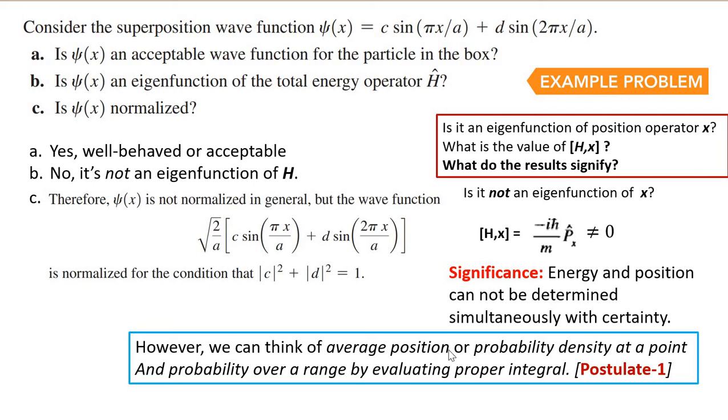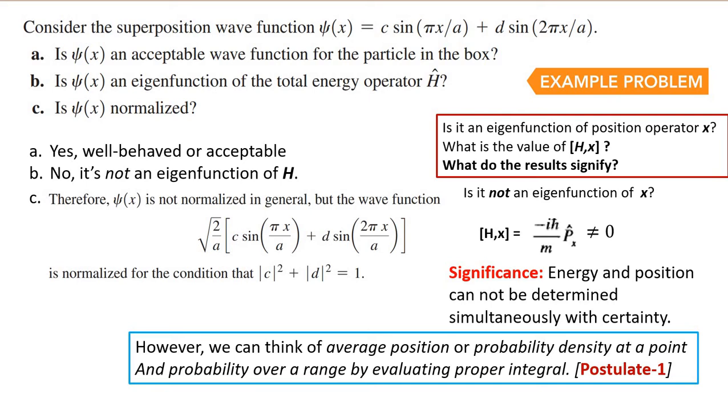However, we can think of average position or probability density at a point, and probability over a range, by evaluating a proper integral. So that is again a connection to postulate 1. Even if this function psi is not an eigenfunction of the position operator, so you cannot get the position eigenvalue, does it anyway give some idea about the position? Yes, that is postulate 3: when the function is not an eigenfunction of the corresponding operator, we can have some idea of that quantity in an expectation sense, in an average sense, and that itself is the third postulate.